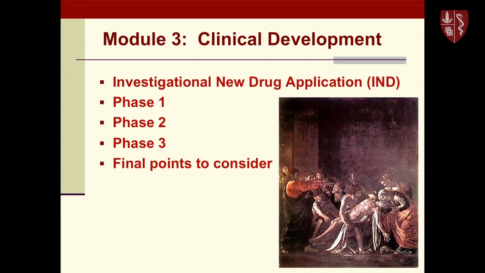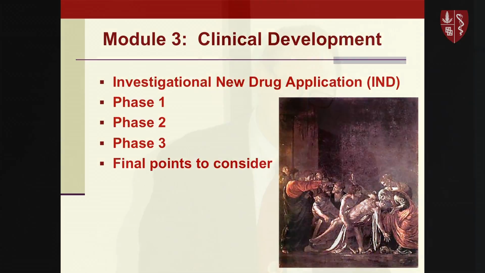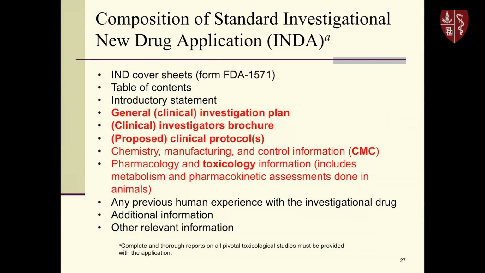So we're going to talk about the IND a little bit, and then we're going to go through the 3 phases, and then I'll have some final points to consider. So this is essentially the index for an IND. And aside from the generic stuff, you really want to have in your IND a clinical investigation plan, an investigator's brochure, the clinical protocols. There's a big section for chemistry, manufacturing, and controls known as the CMC section, you might imagine.